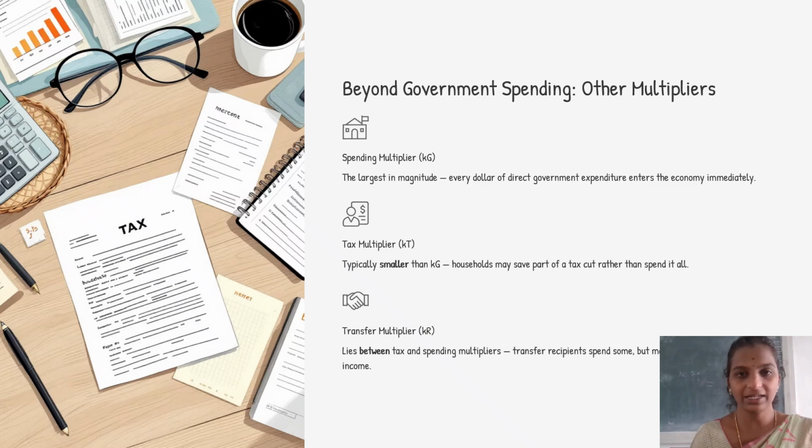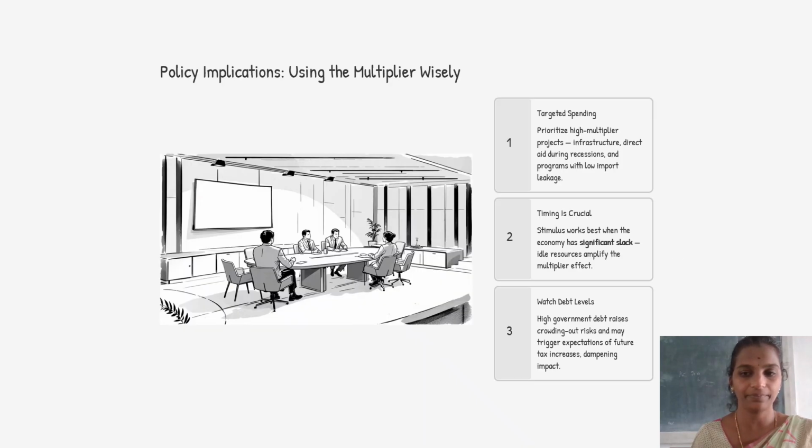Beyond the government spending multiplier Kg, there are other multipliers. The investment multiplier is the largest in magnitude, since every rupee of direct government expenditure enters the economy immediately. The tax multiplier is typically smaller than the government expenditure multiplier, because households may save part of a tax cut rather than spend it all. The transfer multiplier, Kr, lies between the tax multiplier and the government multiplier, as transfer recipients spend some amount of the money income.